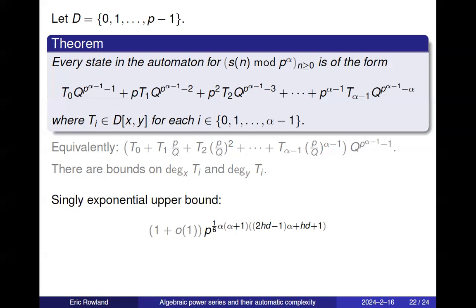So this is the bound that we get, where P to the alpha is the prime power, and H and D are the height and the degree. And sure enough, when you plug in alpha equals 1 into this, we recover Bridy's bound for the finite field case.